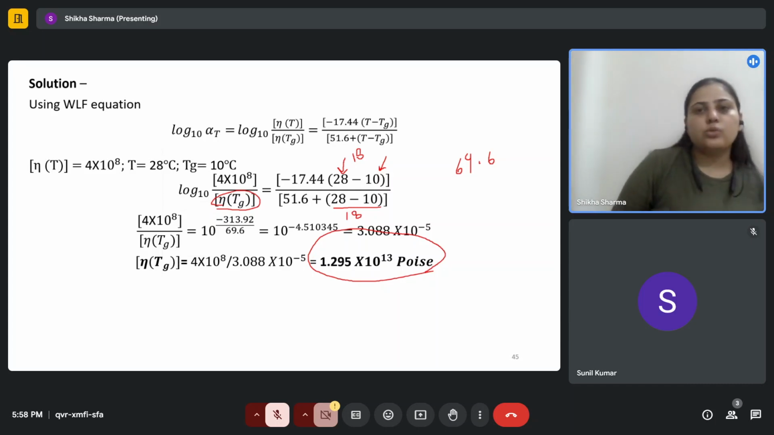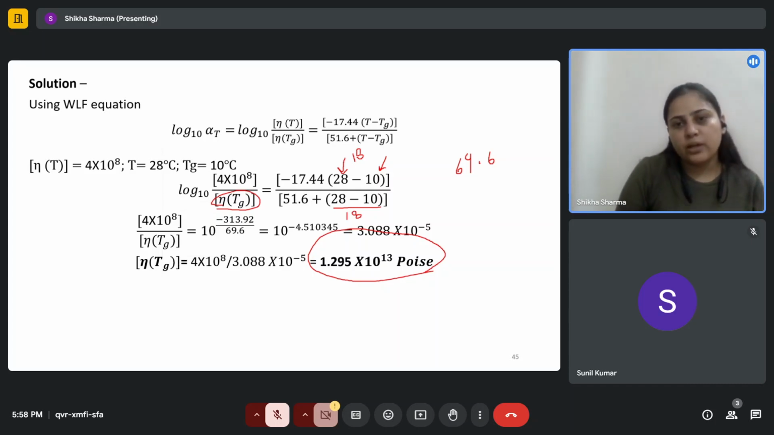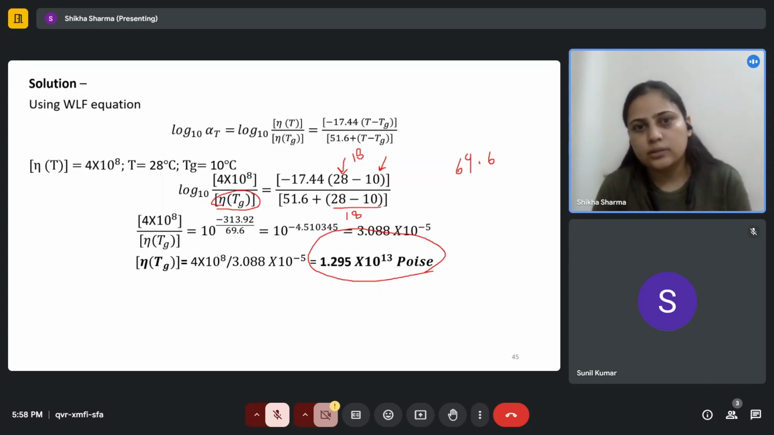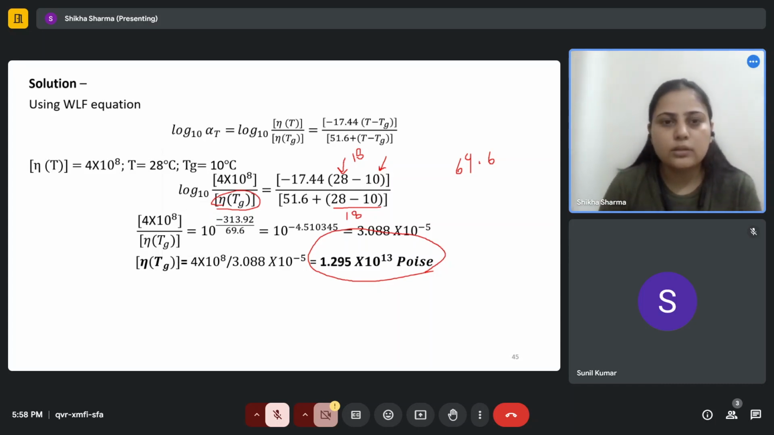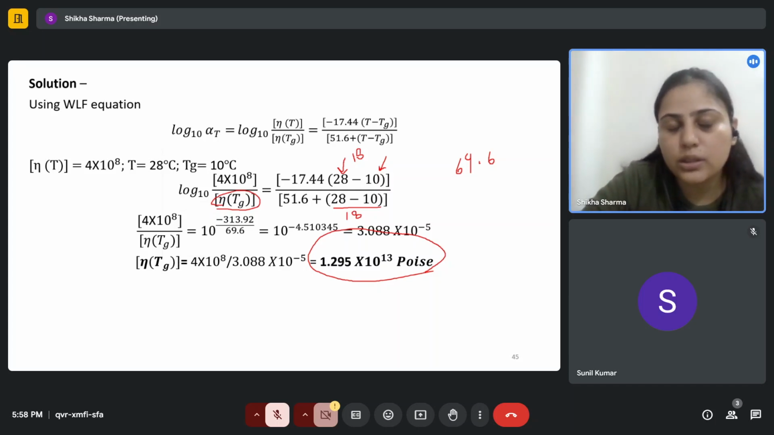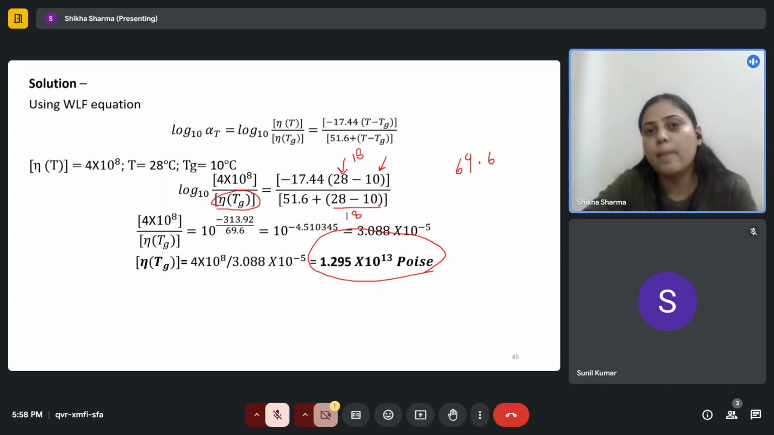So this question is almost the same as the previous one, we are just solving it for practice. And here the viscosity values are different: there it is in Pascal second, here it is in poise.